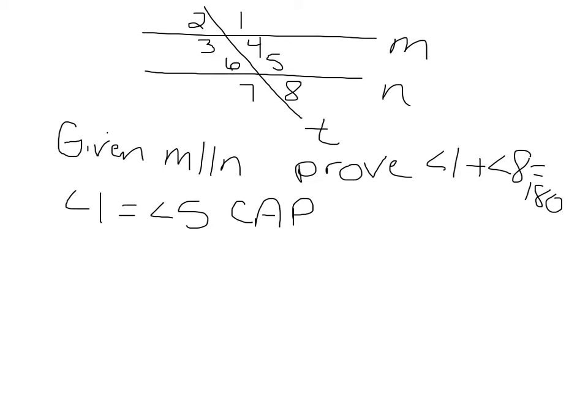I chose 1 and 5 because 1 is in the goal. You would want to choose 1 and 5, or you could have chosen 4 and 8, but it doesn't do you any good to pick any of the other angles because you want to get to proving 1 plus 8 is 180. All right. Now I'm stuck.